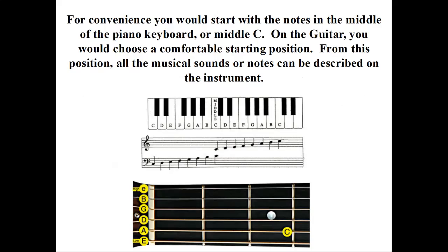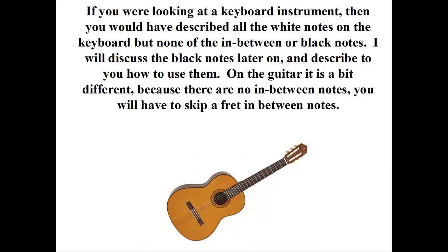For convenience, you would start with the notes in the middle of the piano keyboard, or middle C. On the guitar, you would choose a comfortable starting position, also a middle C, which is there on the 5th string, 3rd fret. From this position, all the musical signs or notes can be described on the instrument. If you were looking at a keyboard instrument, then you would have described all the white notes on the keyboard, but none of the in-between or black notes. I will discuss the black notes later on and describe to you how to use them. On the guitar, it is a bit different because there are no in-between notes. You will have to skip a fret in between notes.